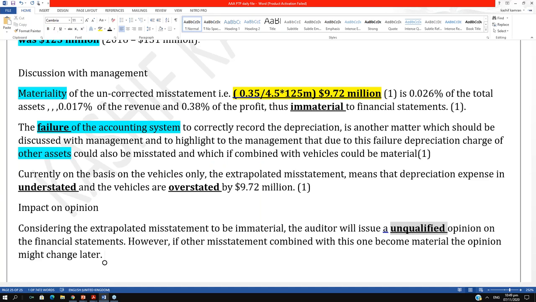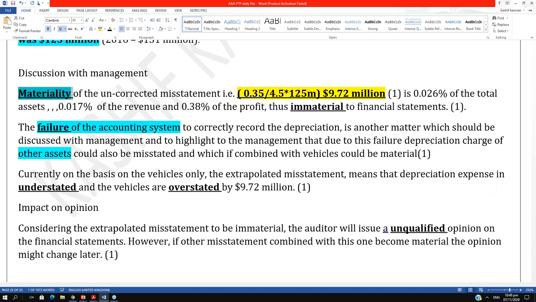So for telling the opinion, will we get 1 mark? So can you see 5 marks in front of the screen? The very first discussion we had with the management was materiality. The second discussion we had with the management was the failure. The third discussion was the understatement and the overstatement. And finally, we discussed with management the impact on opinion.